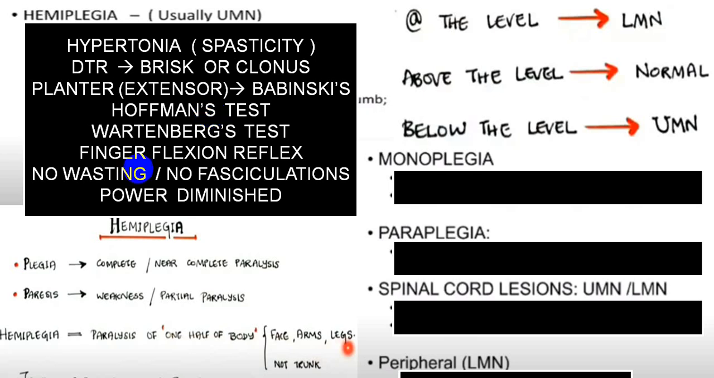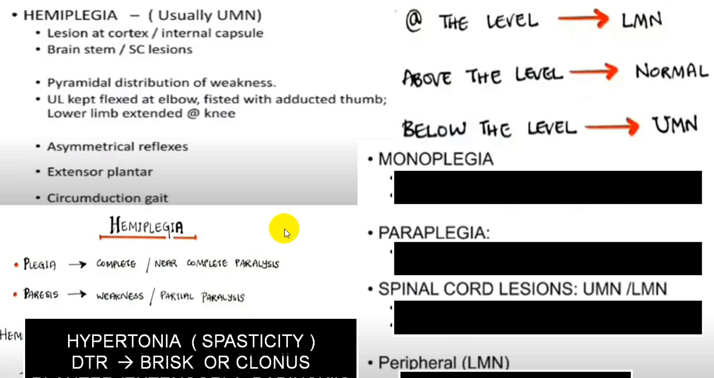But once the person recovers, the person will have hypertonia, deep tendon reflex will be brisk, clonus will be present, Babinski sign will be positive, Hoffman test will be present, Wartenberg test can be demonstrable, finger flexion can be demonstrable, and there will be no wasting, no fasciculation, that will be peculiar.